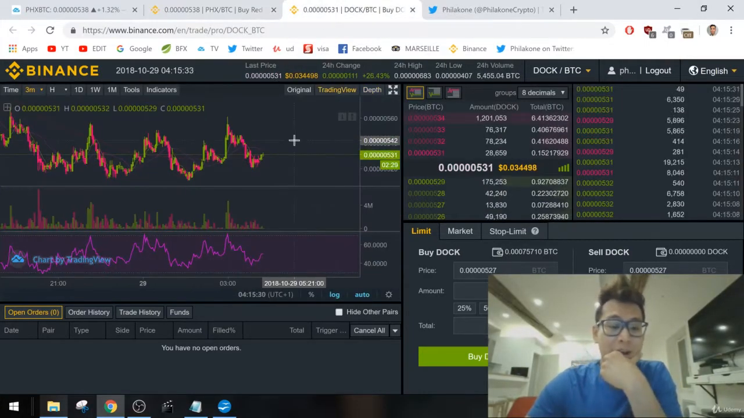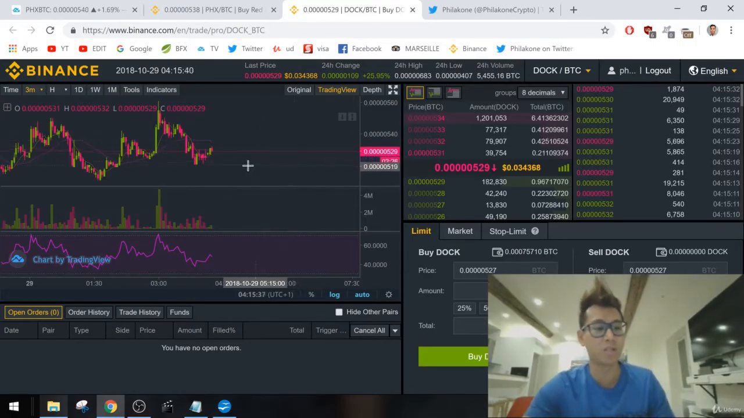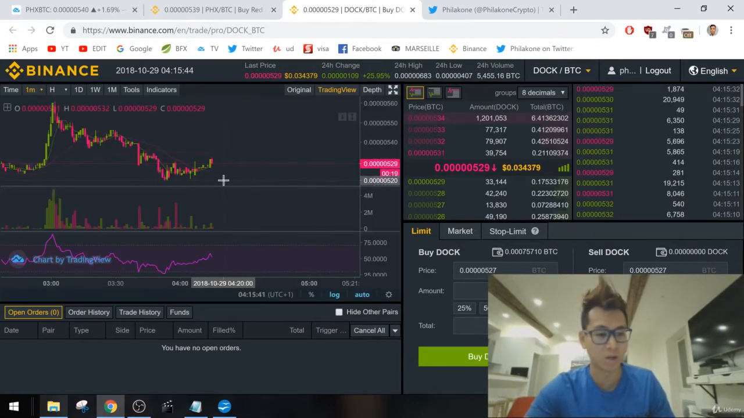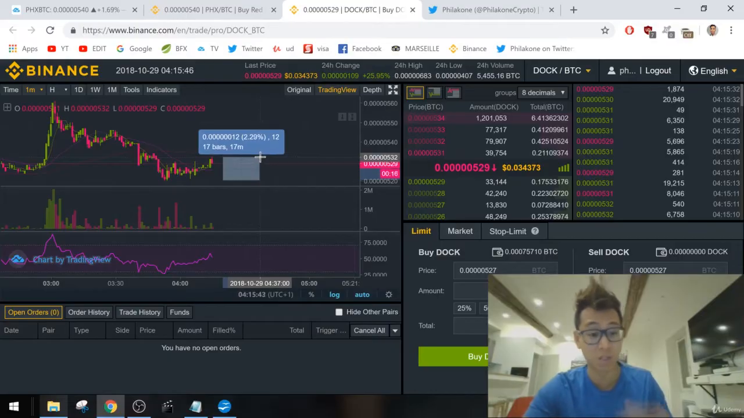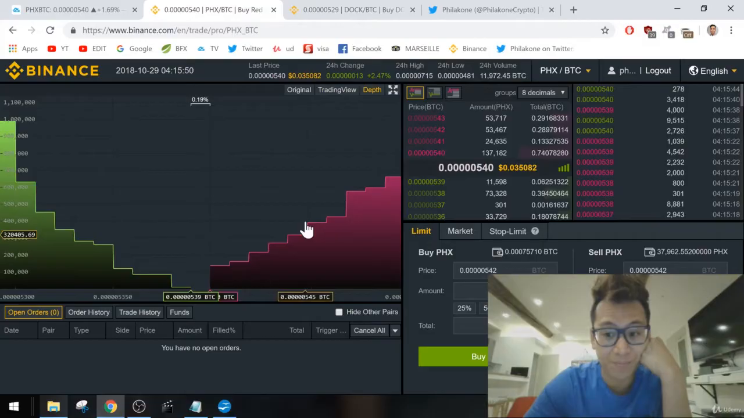Doc is spiking up now a little bit. Since we last talked about it, it went from about the 520 ranges to the 521 ranges in a very low time frame as well. If I go to the 1 minute chart, you guys might be surprised, but that's a 2% gain. We don't even see 2% moves on Bitfinex.